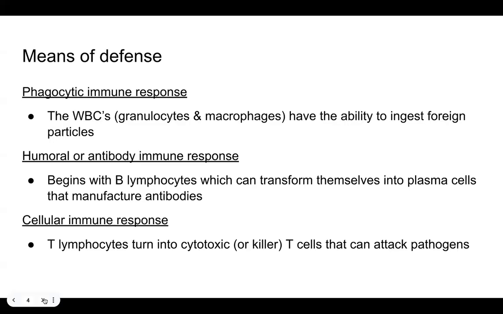Then you have humoral or antibody immune response. This begins with the B lymphocytes, also known as the B cells, which transform themselves into plasma cells and manufacture antibodies. Then you have the cellular immune response. This is where the T lymphocytes, also known as the T cells, turn into cytotoxic or killer T cells that can attack pathogens.